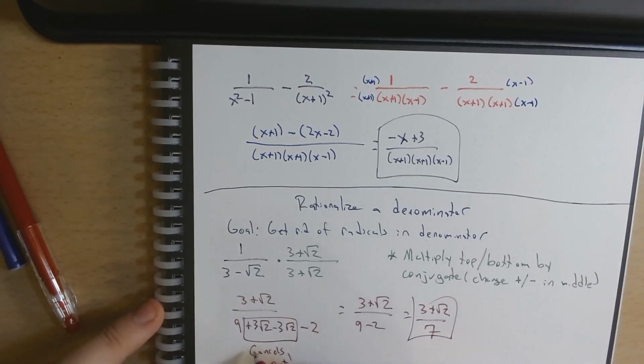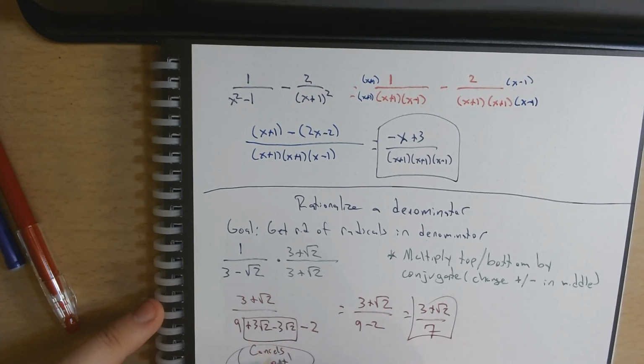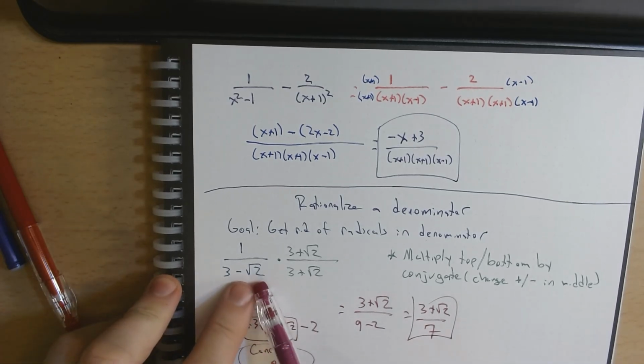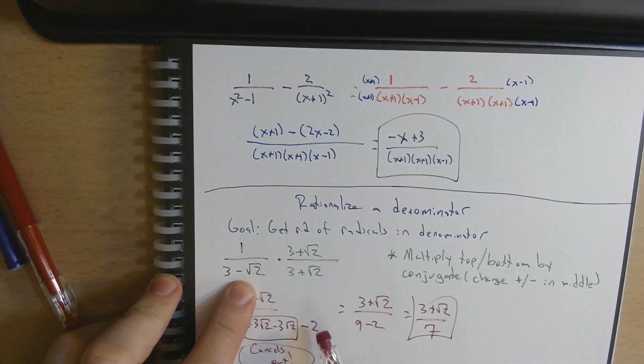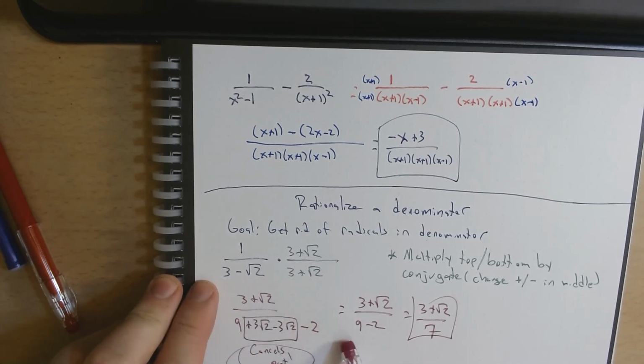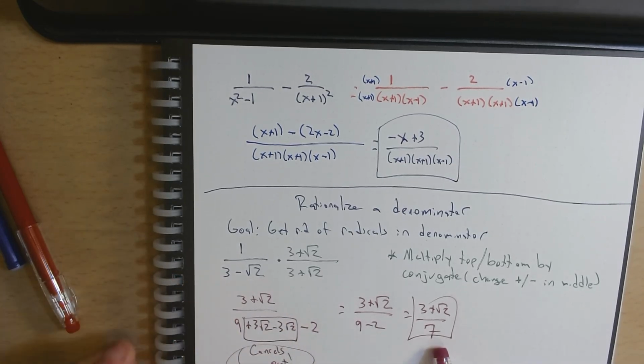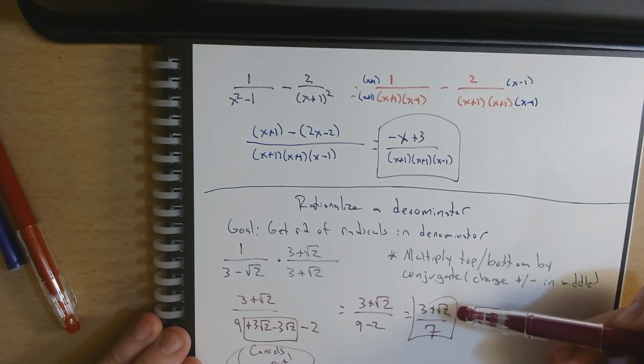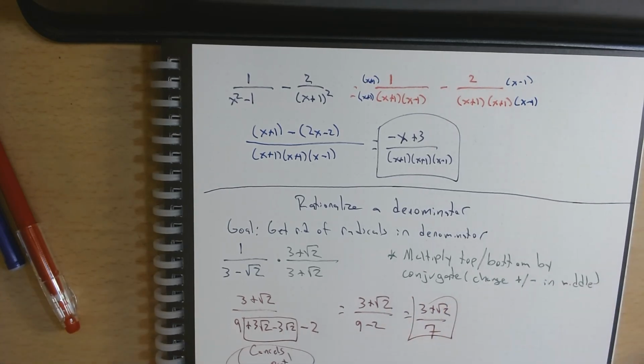So this is important. That middle is always going to cancel out. So if you want to, you can just skip that step, which is what I usually do. I just do the 3 times 3 is 9, and then negative square root of 2 times square root of 2 is negative 2, which basically just the square root goes away. And you're always going to have a number on the bottom. And then the radical goes on top. So that is rationalizing a denominator.